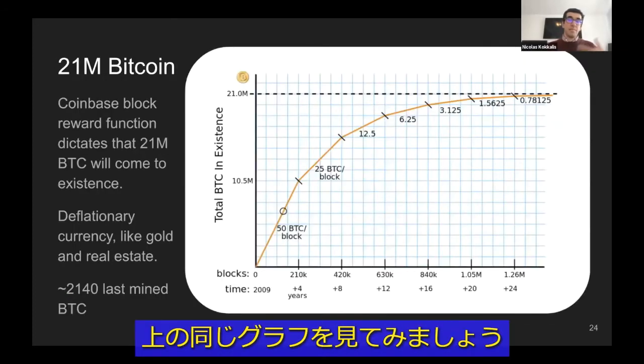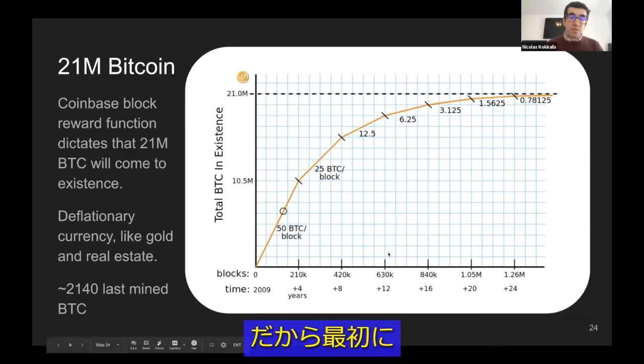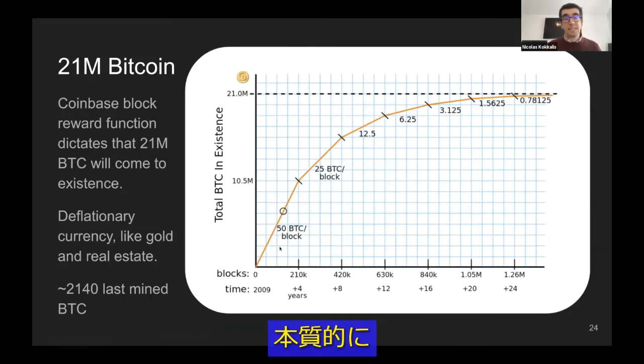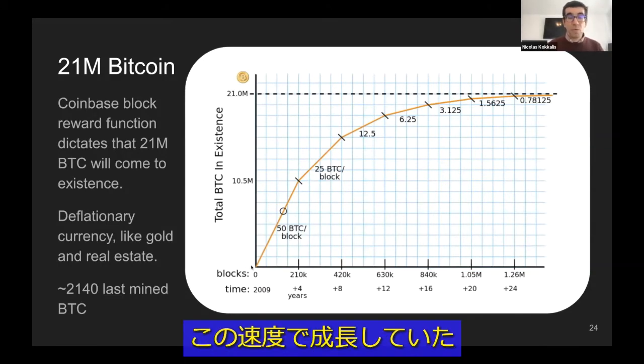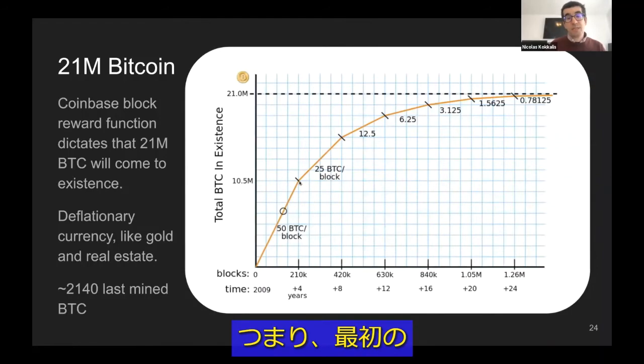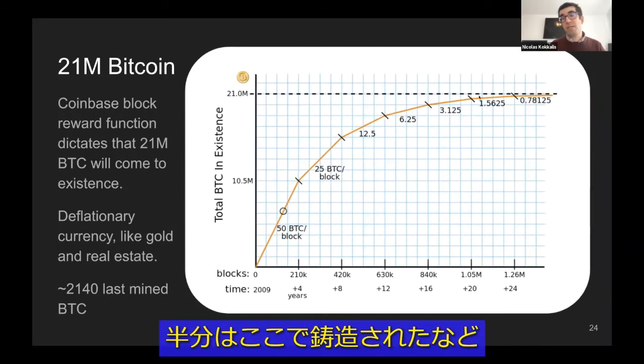Let's look at the same graph in another way. For the first 4 years, the Coinbase, which is essentially the emission rate, the rate at which new Bitcoin comes into existence, was growing at this rate, which means that within the first 4 years, about 50% of the entire Bitcoin was already minted. And then an additional 25% was minted here, an additional 12.5% was minted here, and so on and so forth.